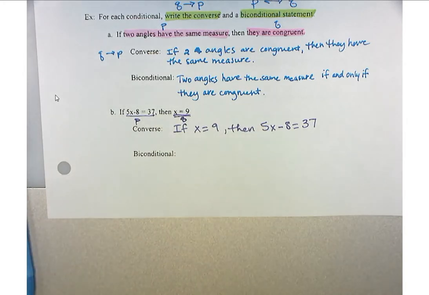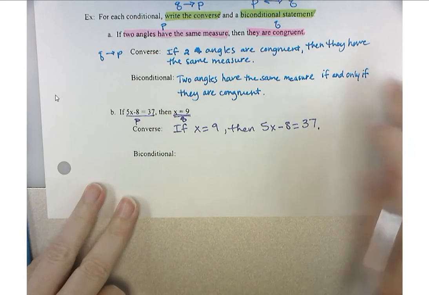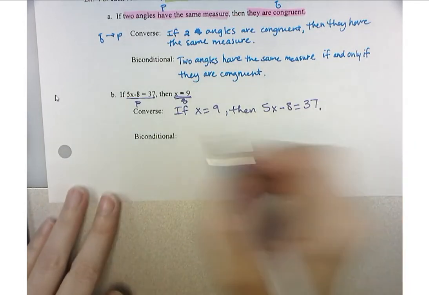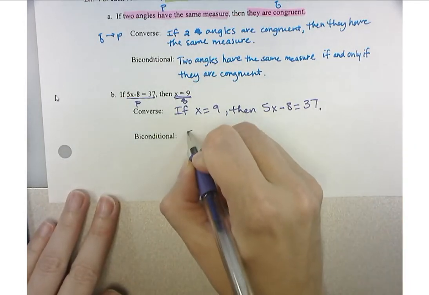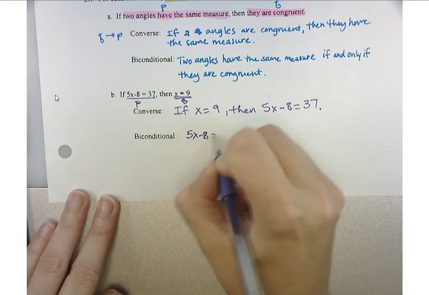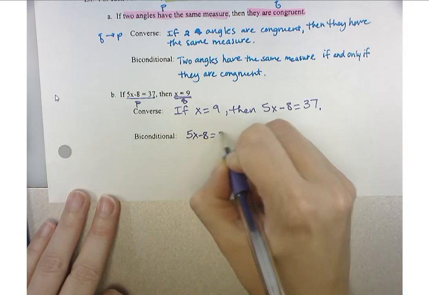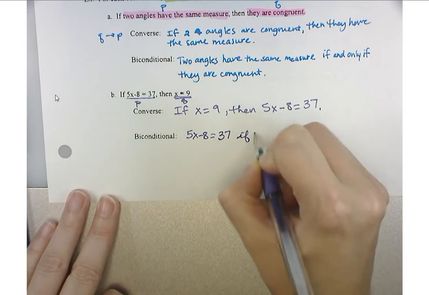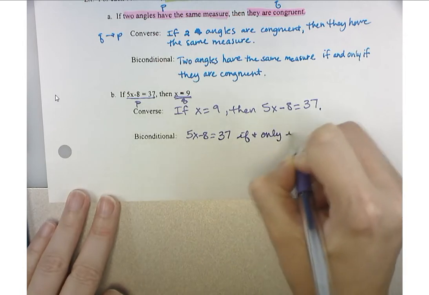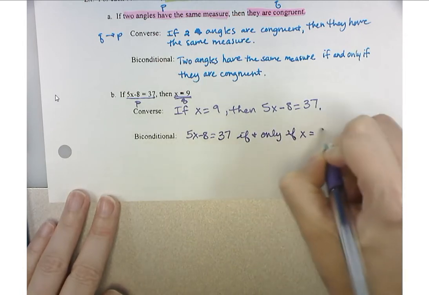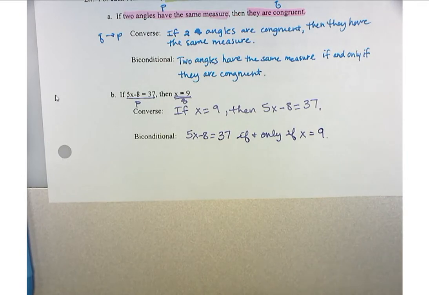Okay, and then Ryan, what did you get for your biconditional? For my biconditional, I got 5x minus 8 equals 37 if and only if x equals 9. Perfect. All right, let's turn it over.